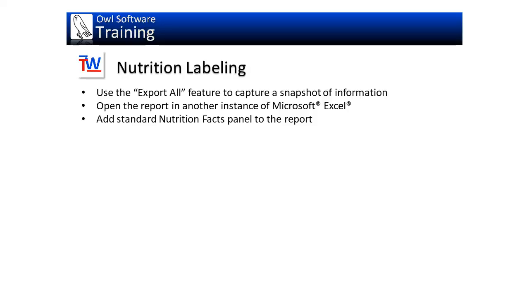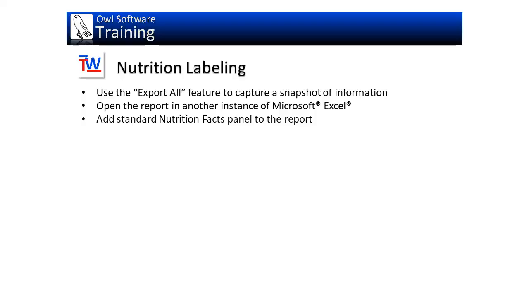The TechWizard Export All feature captures a snapshot of information used to create the nutrition facts panel, including added sugars. The information is stored in an Excel file. This file is accessible outside of TechWizard, and it can be shared with others.